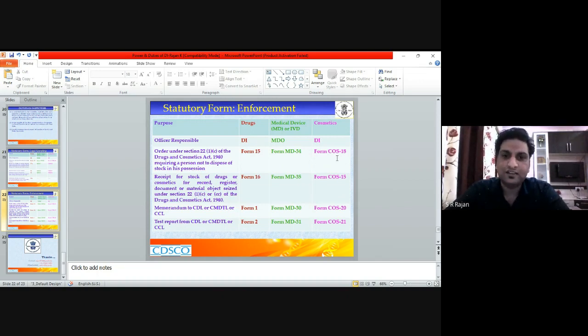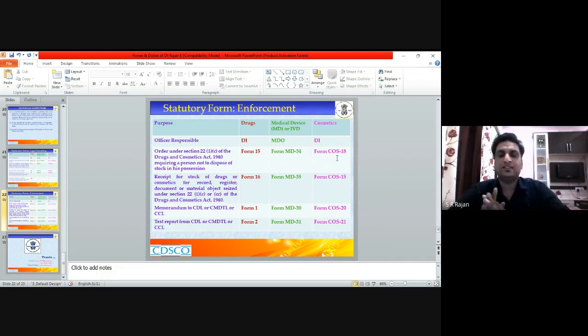Then the four samples I mentioned earlier will be sent by the judicial magistrate to the Central Drug Laboratory, that is the appellate lab of the drugs, in Form 1. In case of medical devices, if a medical device manufacturer challenges the report, then it will be submitted to the magistrate in MD30, and in case of cosmetics, it is COS 20.